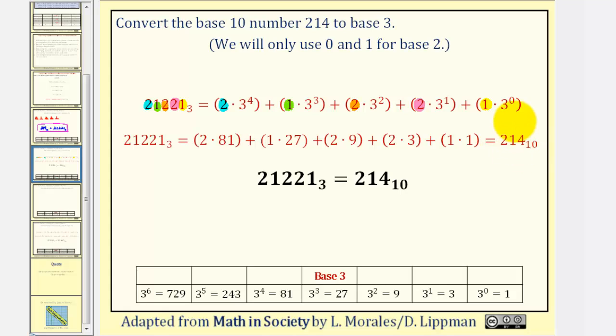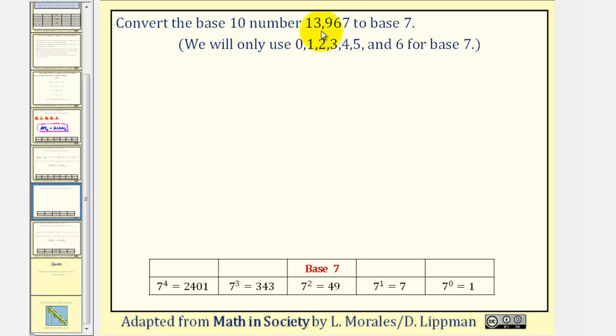Let's take a look at a second example. We want to convert the base 10 number 13,967 to base 7. Notice to begin, I wrote out the place values for base 7. We're looking for the highest power of 7 that would divide at least once into 13,967, which would be 7 to the fourth. 7 to the fifth would be too large. So because we're dividing by 7 to the fourth to begin, our number in base 7 is going to have 1, 2, 3, 4, 5 place values, or 5 digits. So 1, 2, 3, 4, 5.